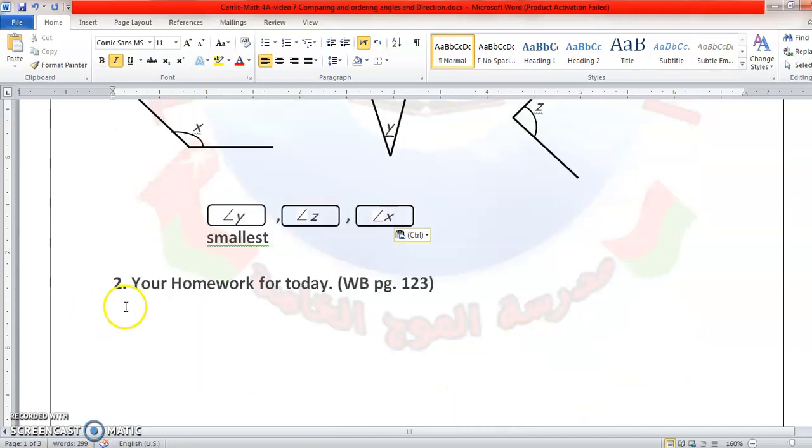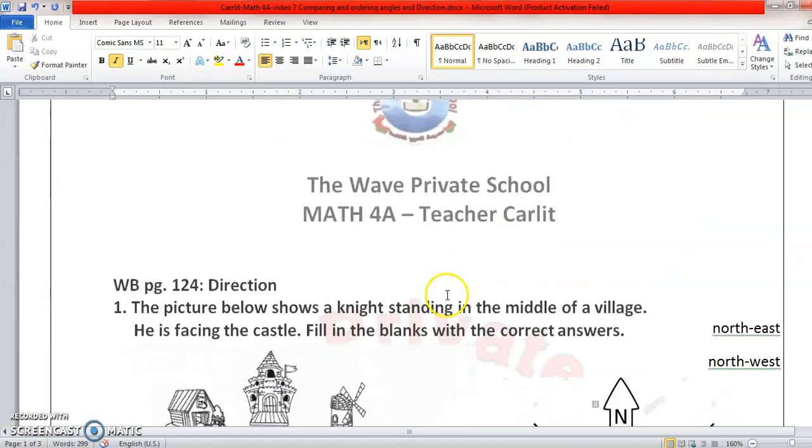Okay, number 2, that is your homework for today, workbook page 123. Let's go to the next topic, workbook page 124, direction. Question 1. The picture below shows a knight standing in the middle of a village. He is facing the castle. Fill in the blanks with the correct answers.